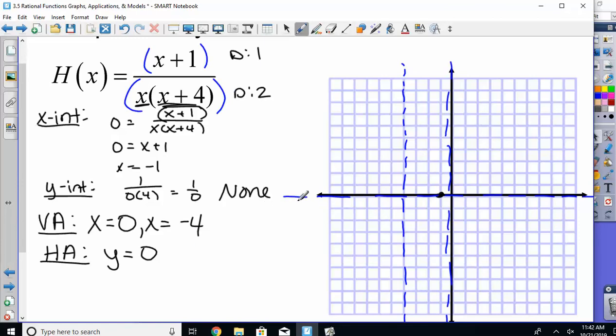So we should get, first section starts down here. Make sure it's a nice curve, getting closer to your asymptotes. The middle section looks like this. And then the upper section is right here.